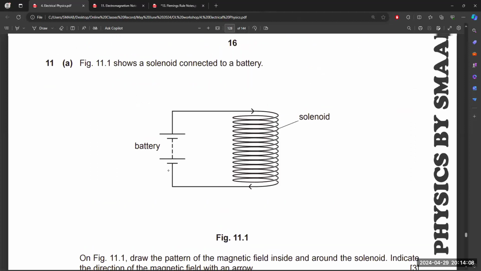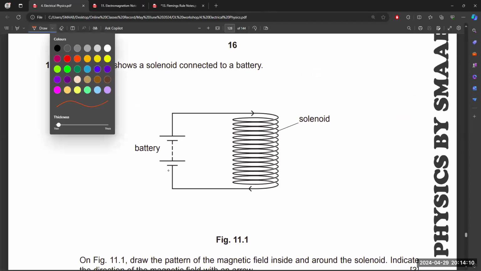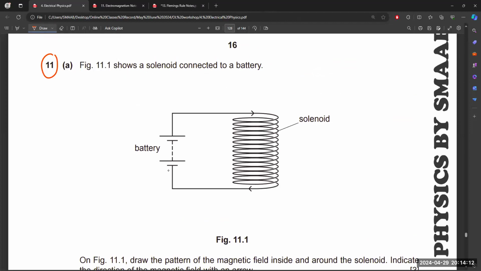So question number 11. In this question, you can see the battery is already given, so electric current is moving through the solenoid. That's how we identify that this question is from the concept of DC. It is not related to AC. So in this way, you can identify the questions.